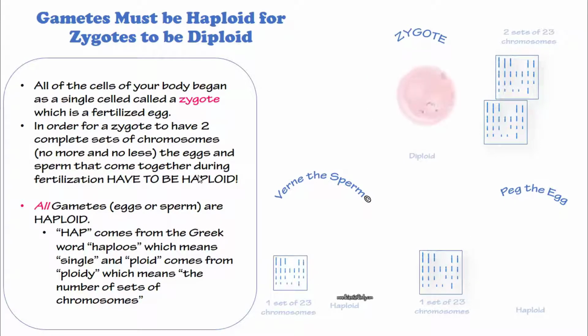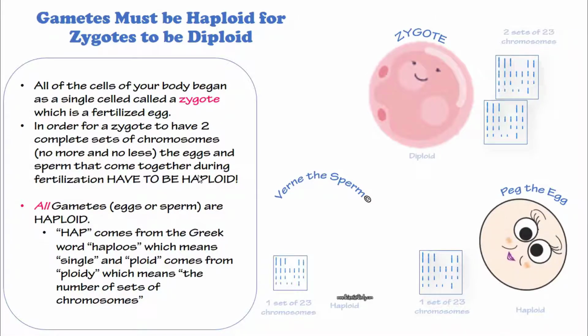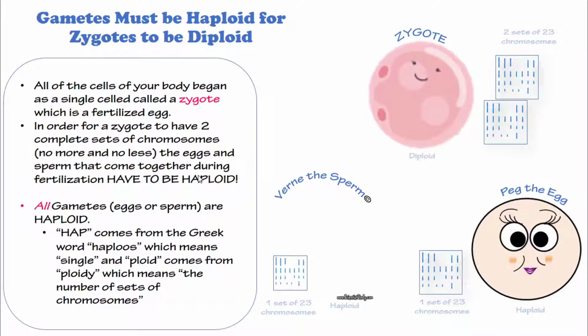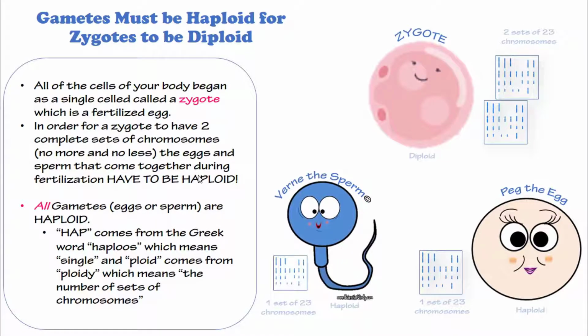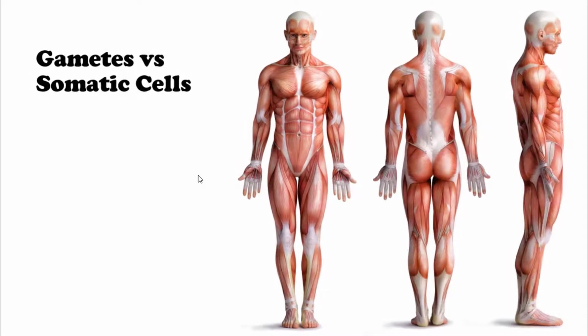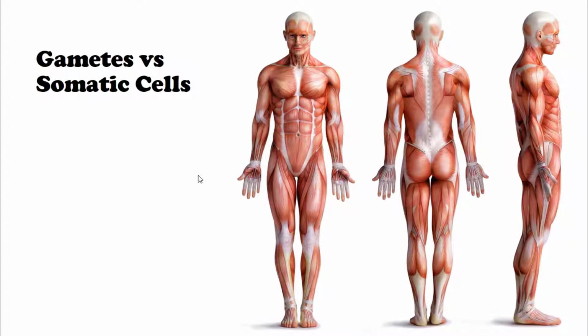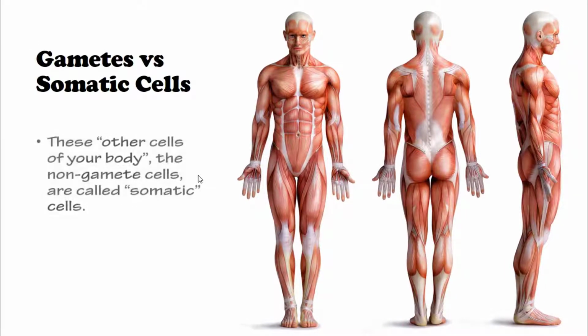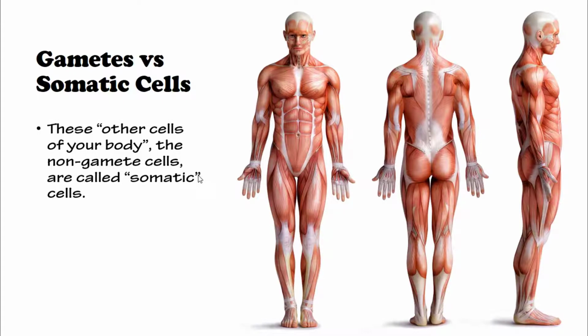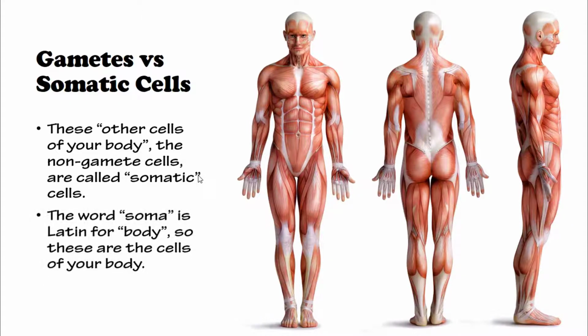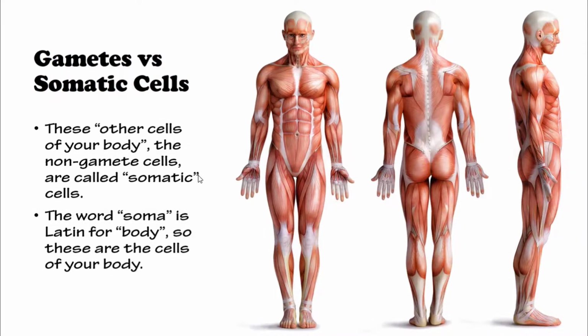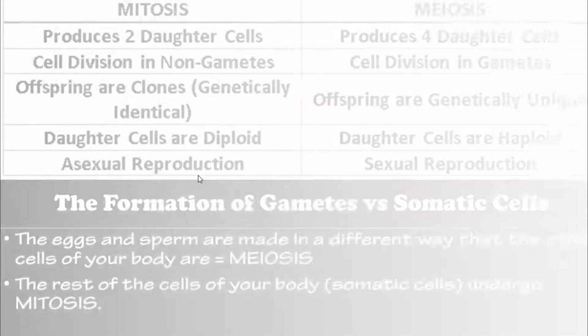The word haploid comes from the Greek word haplous, which means single, and ploid comes from the word ploidy, which means the number of sets of chromosomes. Gametes versus somatic cells. These other cells of your body, the non-gamete cells, are called somatic cells. The word soma is Latin for body, so these are the cells of your body.